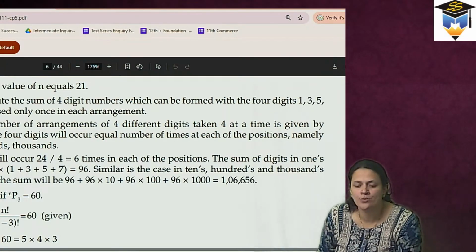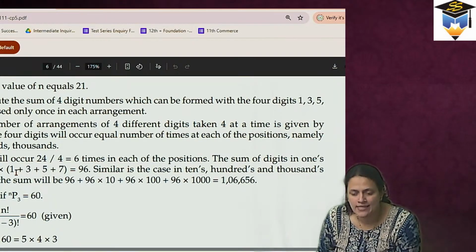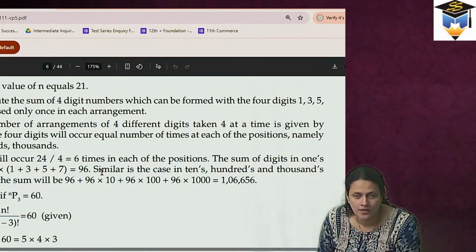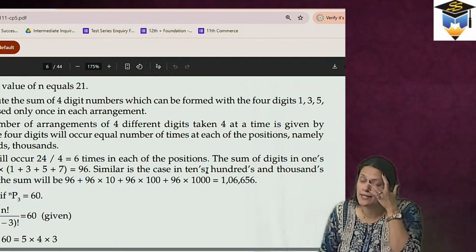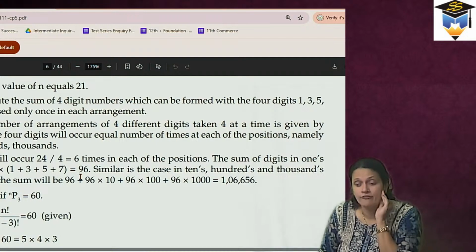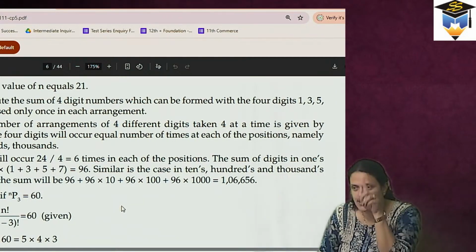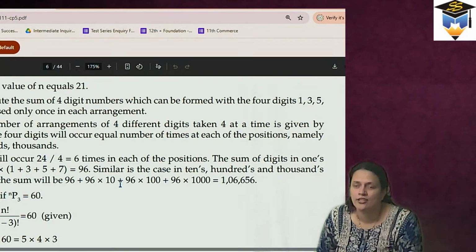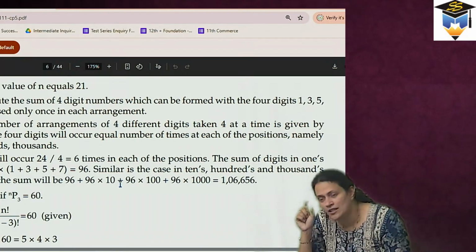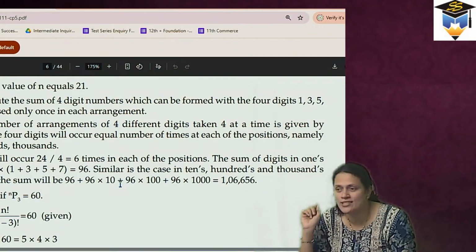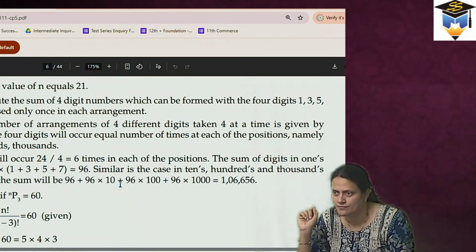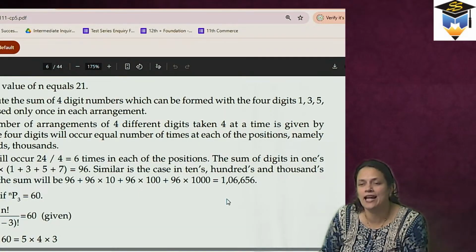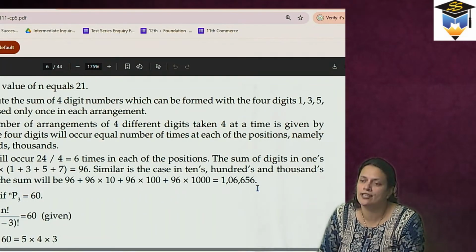The sum of the digits in ones position will be what? 6 multiplied by 1 plus 3 plus 5 plus 7, that is 96. Similarly in tens place, the number we write, we multiply it by 10, because the place value is 10. So we are multiplying by 10. The digit under 100 will be multiplied by 100 because it's the 100 position place value. So the answer comes out to be 1,06,656.